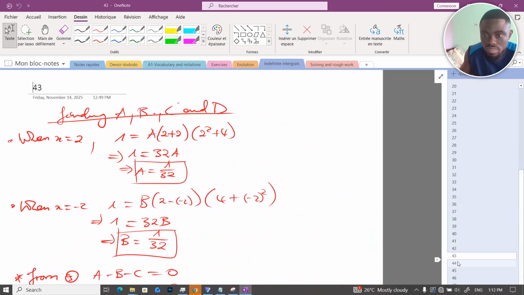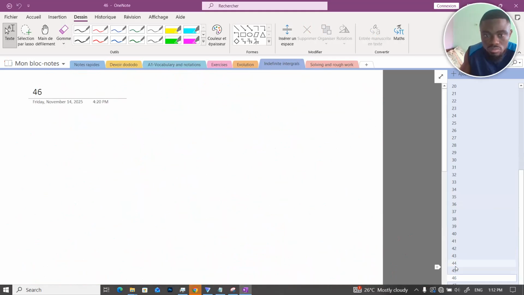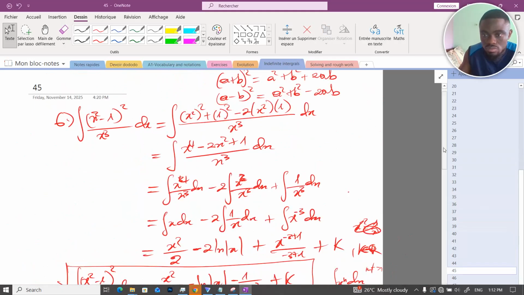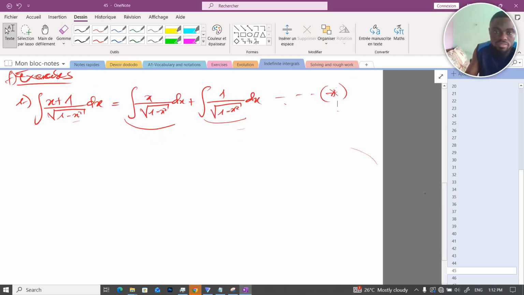Let me go to that slide. Where is it? Wait a minute. Okay, we're here. Now I'm going to calculate this integral and this integral. Let's call this star for our work to be very organized. Okay, let's find this first integral. Find the integral of x all over the square root of 1 minus x squared dx.